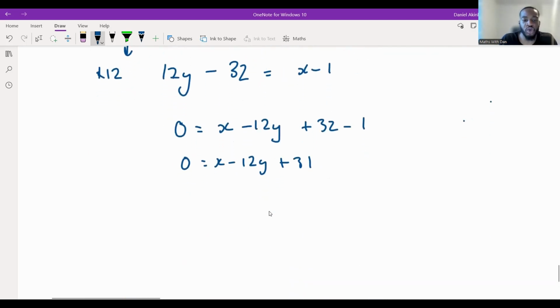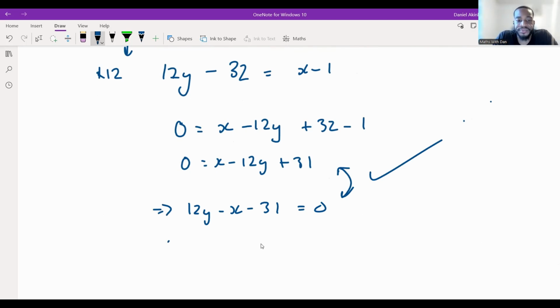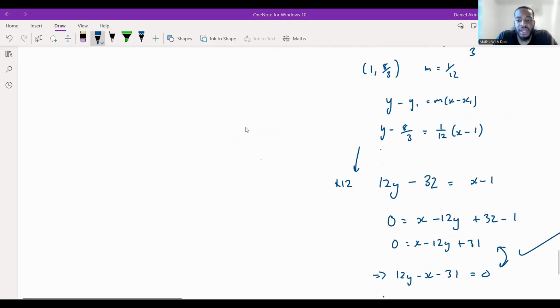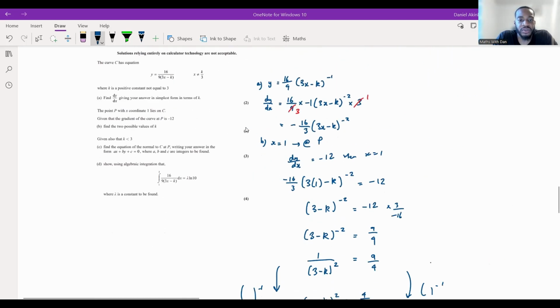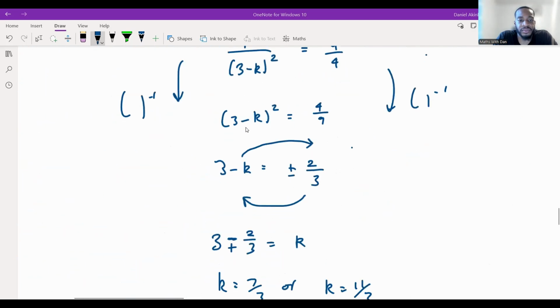So you can write it like that, or you could write it the other way if you times by minus 1. You'd get 12y minus x minus 31 is equal to 0. These are equivalent, same thing, doesn't matter. Happy with that, guys? Make sense? Yeah, good stuff. Perfect. All right, so we've done that. Let's do the next part of this question here.